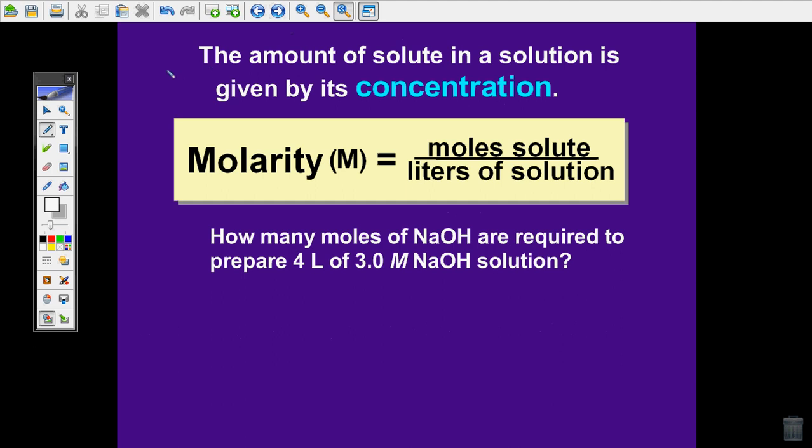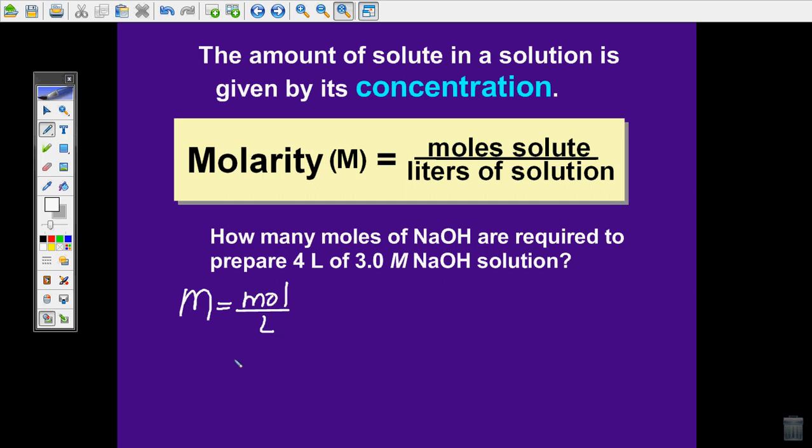Alright, the amount of solute in a solution is given by its concentration. So it's this equation right here. Molarity is moles of your solute divided by liters of your solution. So how many moles of sodium hydroxide are required to prepare 4 liters of a 3 molar solution? So I'm going to use my equation. Molarity is moles over liters, and it has to be liters. So if they give it to you in milliliters, you have to convert.